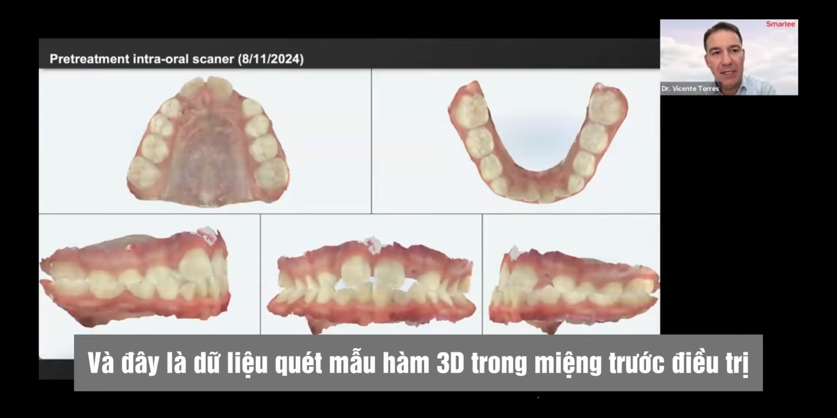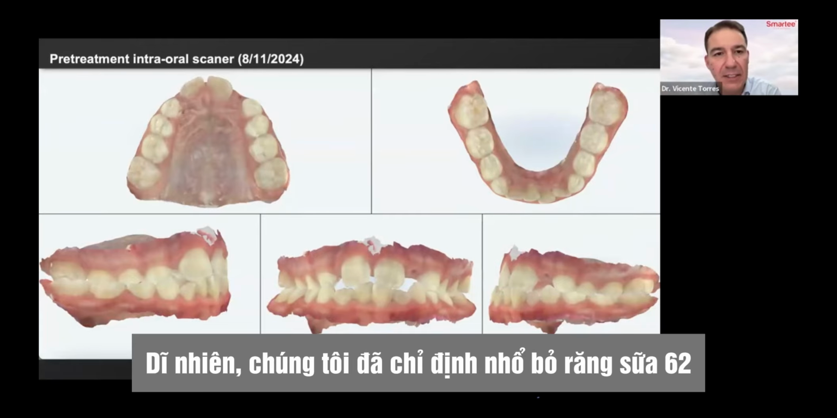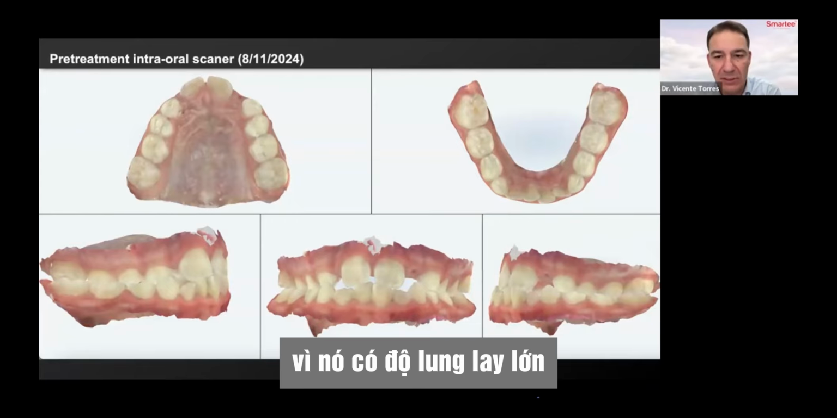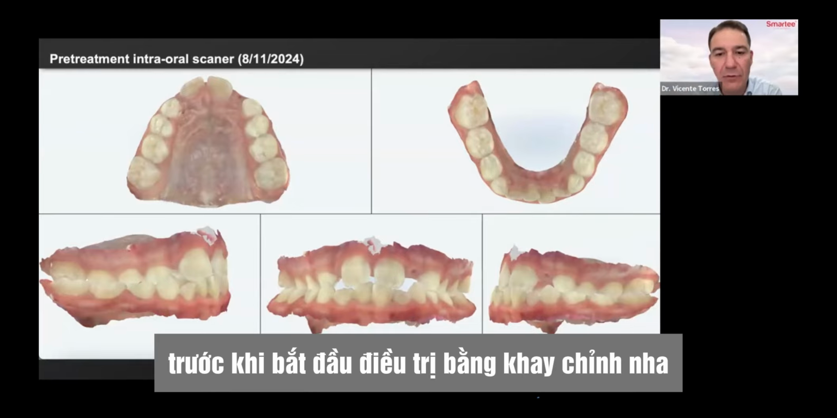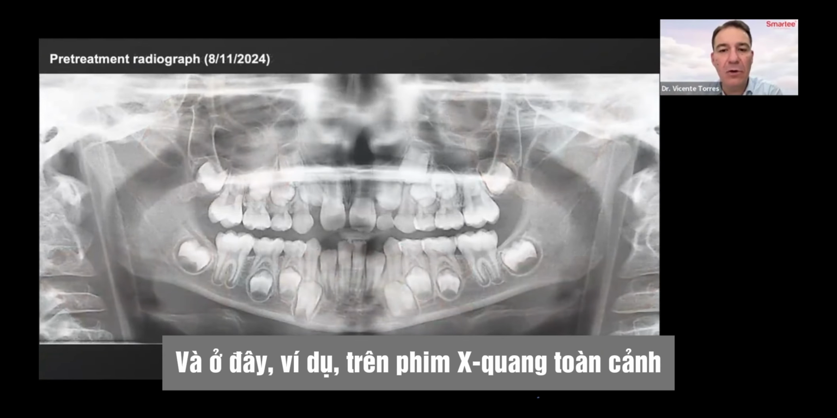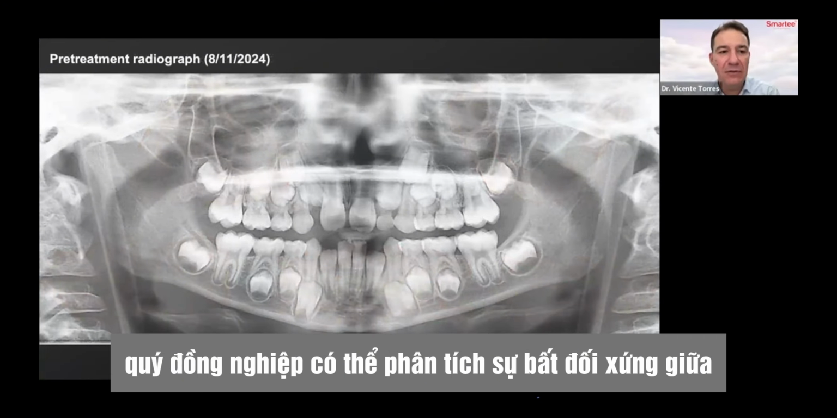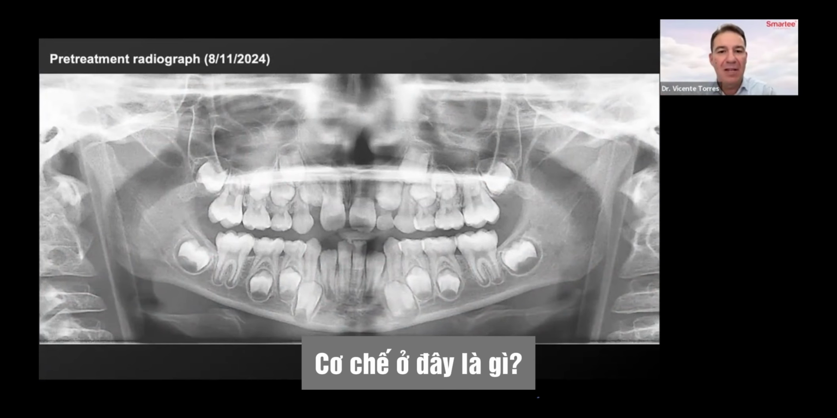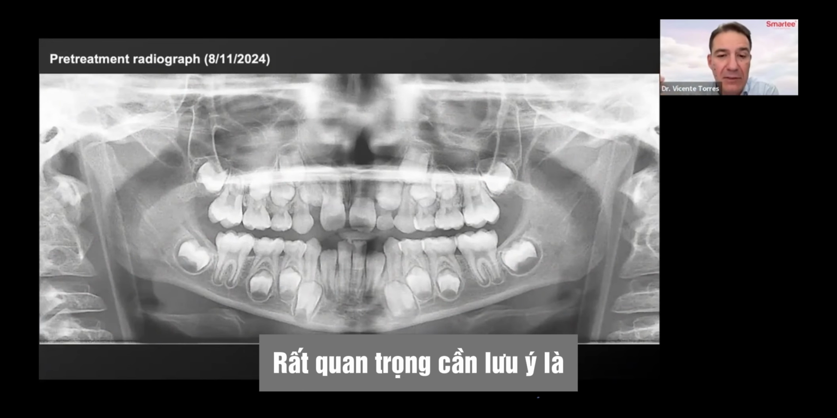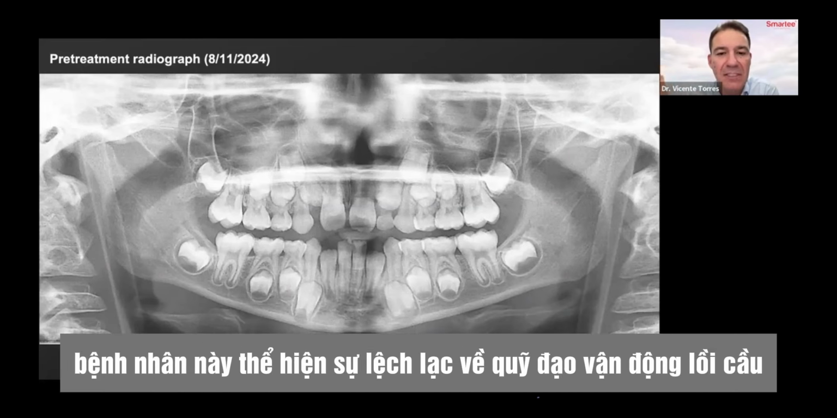This is the pre-treatment intraoral scanner. Of course, we extract tooth 62, because it has a lot of movement, and we prefer to extract before we start the treatment with aligners. And here, in the orthopantomography, you can see the difference between the condyles on the right and left. It's very important to take into consideration that this patient presents different condylar trajectories.